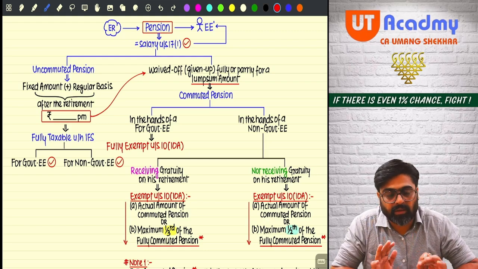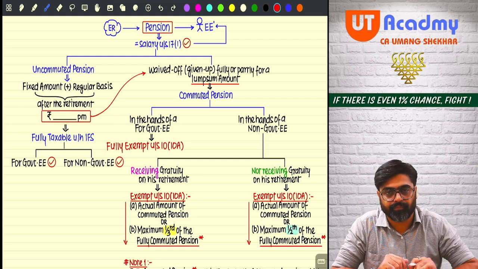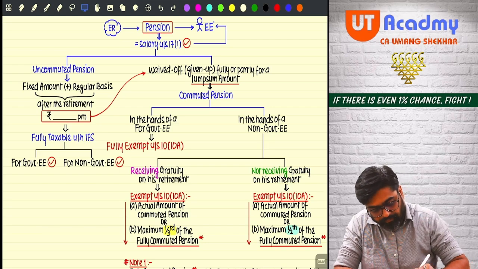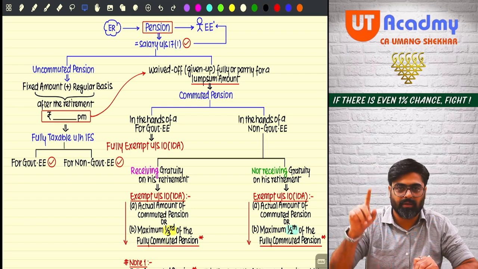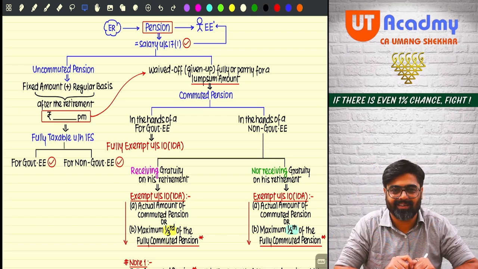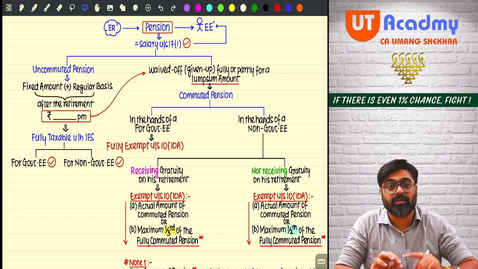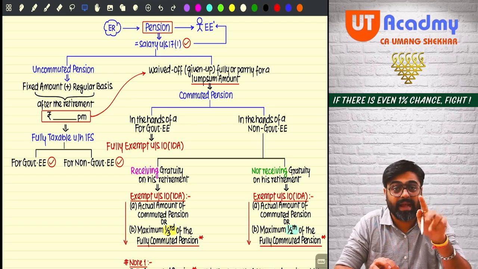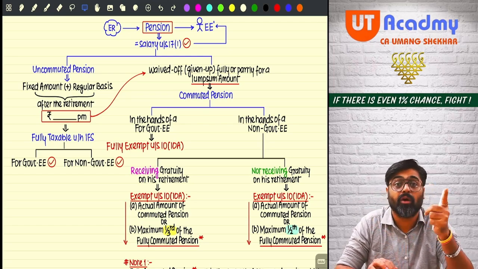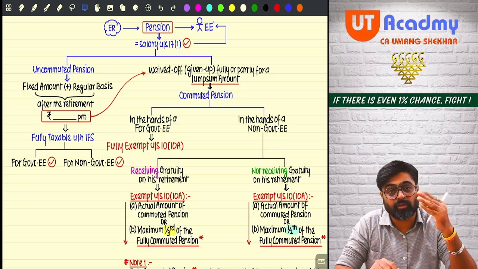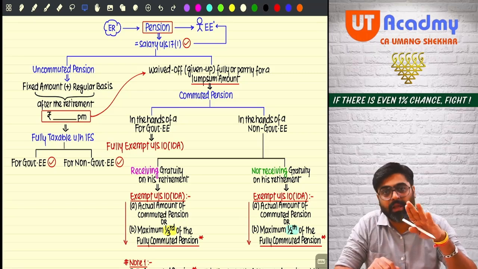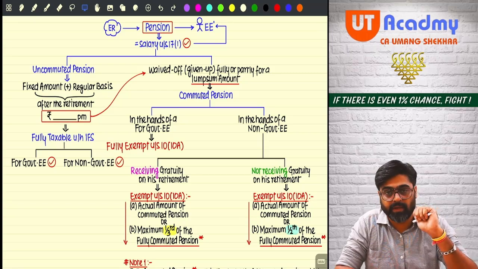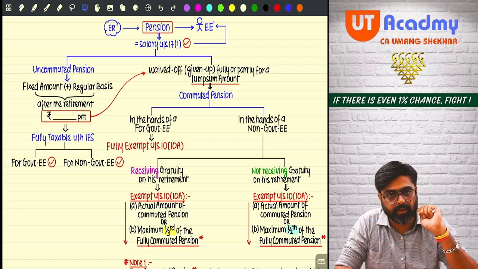So this pension is also a salary for the employee. If you remember the salary definition, section 17(1) says the term salary includes wages, and the second point was annuity or pension. So even this pension is a salary for the employee. Now, if it is a salary, how will the taxability be done?